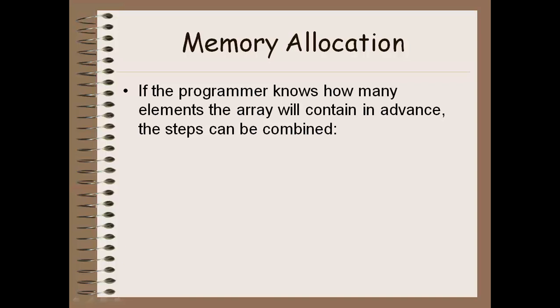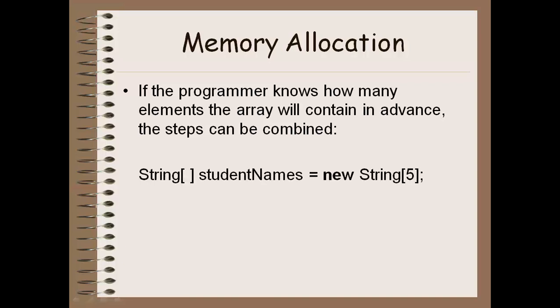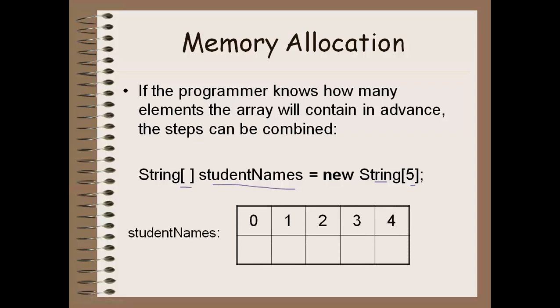If the programmer knows how many elements we're going to have in advance, so if I've already figured that out before I'm going to actually declare my array, I can do those two steps at once. So I can say I'm going to have a string array called studentNames. It's equal to a new string array of 5 elements. So I can combine those two lines together into one. Okay. What that would do is it would create an array called studentNames, and I'd have 0, 1, 2, 3, 4 as my indices or my positions for the pieces of values or the pieces of data that I'm going to put in there.